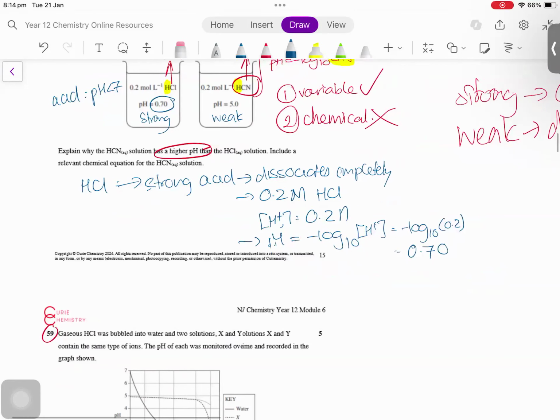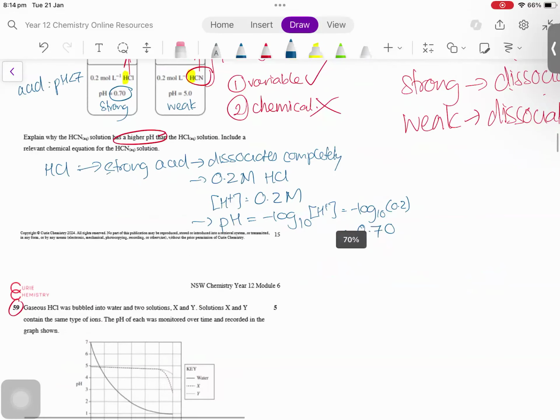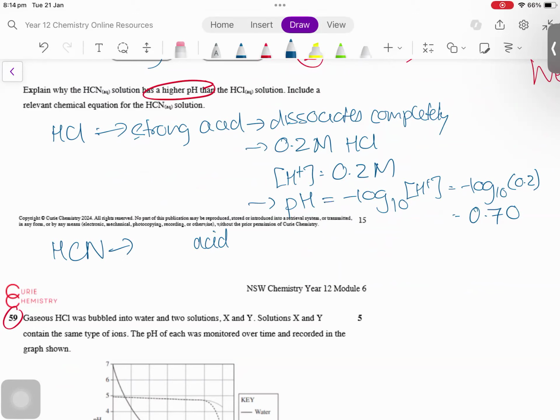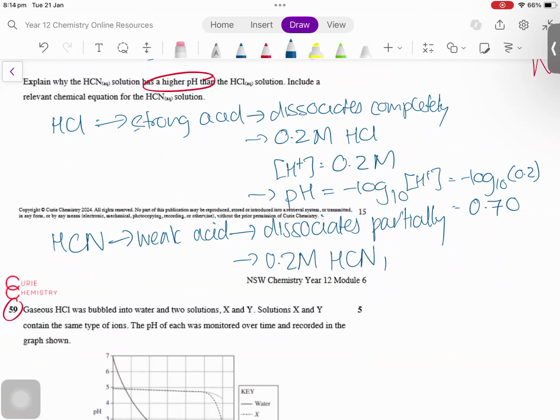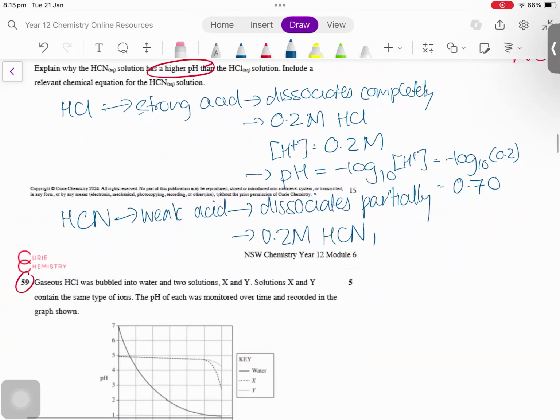And then for HCN, I'm going to go, HCl is a strong acid. HCN is a weak acid. Good. It dissociates partially, which means if there's 0.2 molar HCN, is there 0.2 molar protons or is there less than 0.2 if it dissociates partially? Less than 0.2. If there's 0.2 molar HCN, there's going to be less than 0.2 molar H plus.